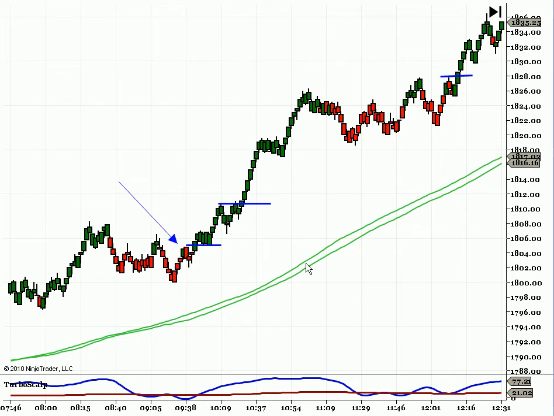Because what's happening on this range chart, you're not really seeing a whole lot. You're just seeing from 8 o'clock to 10 o'clock, let's say if the bars were right here. There's not a whole lot of history to go off of.